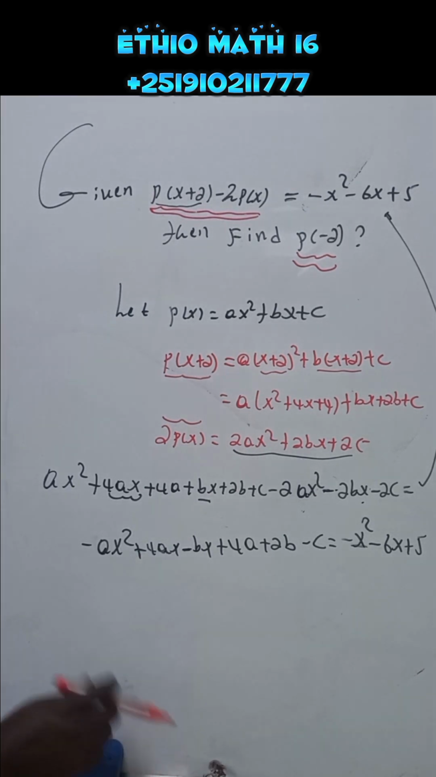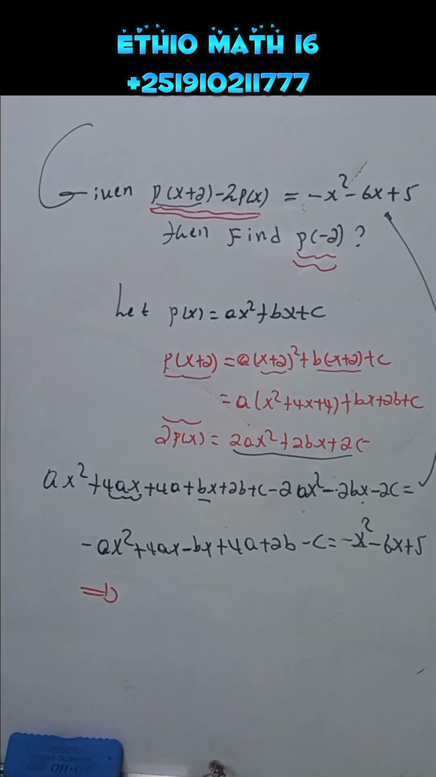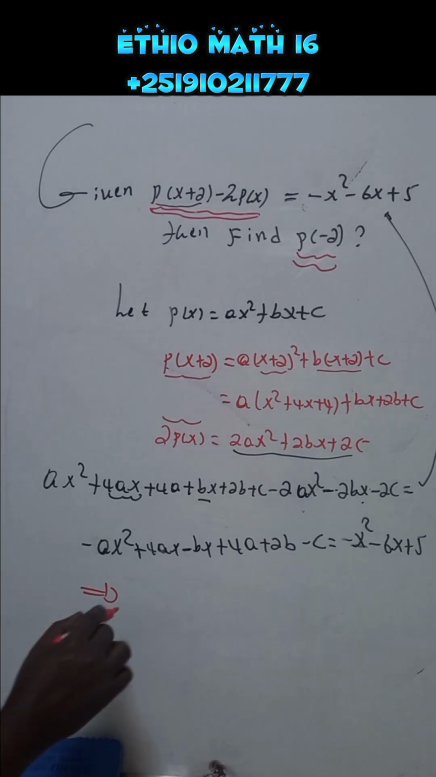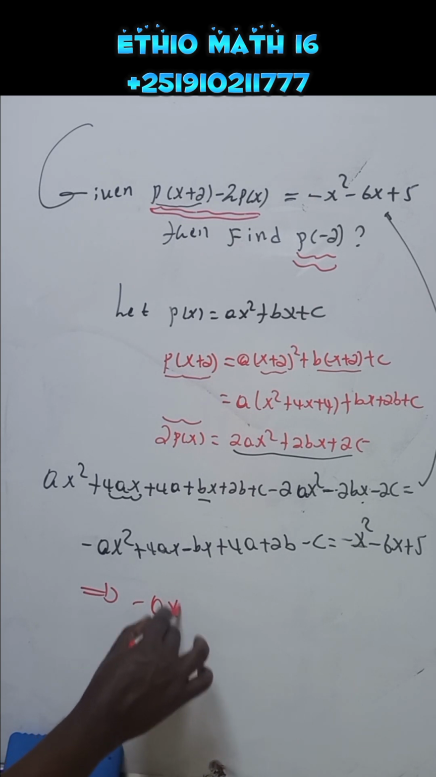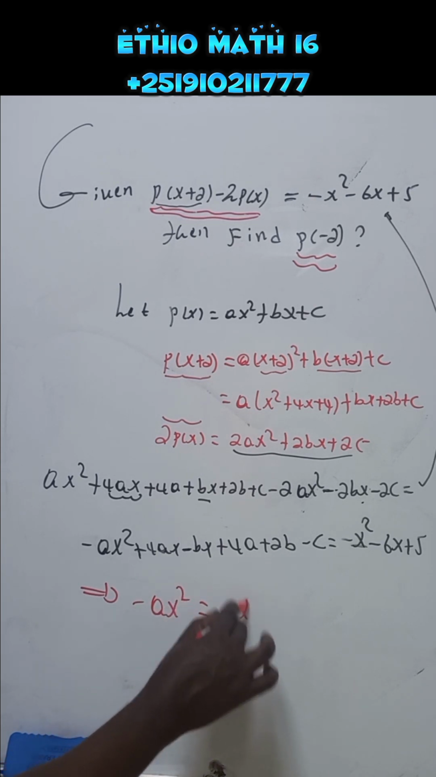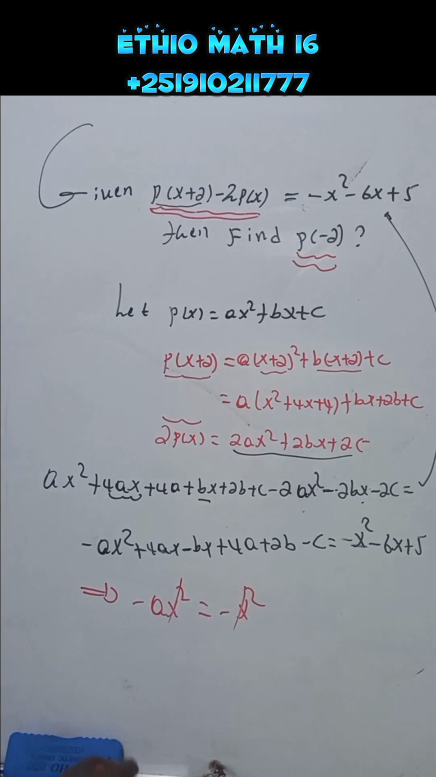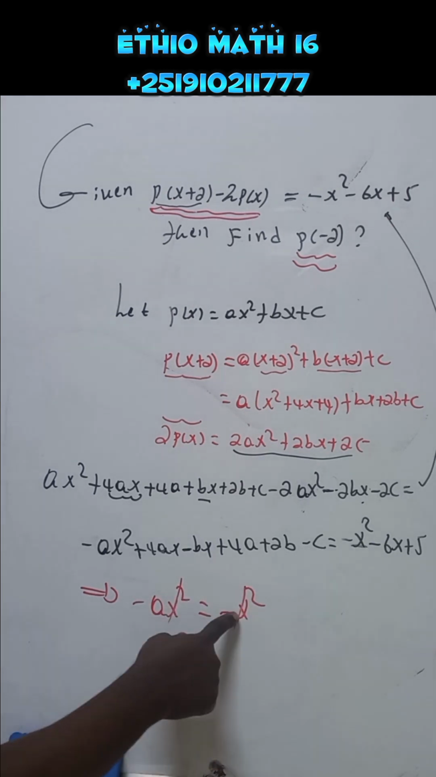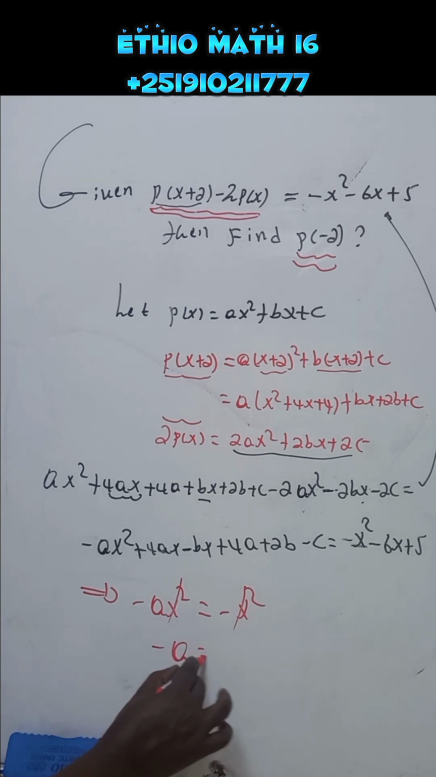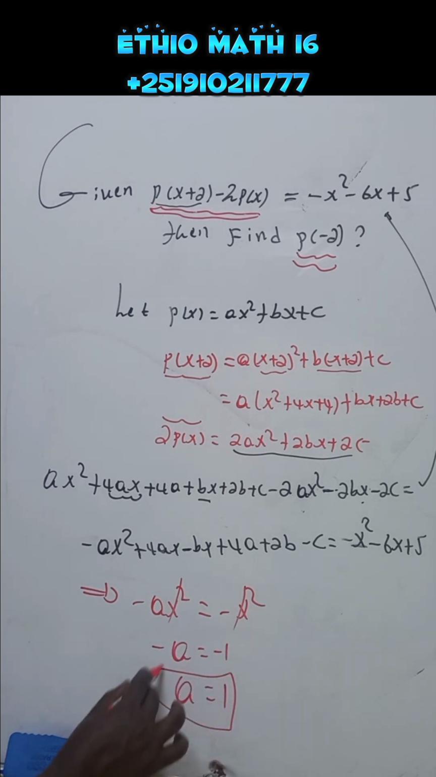Immediately, this implies that the two algebraic expressions on the left and on the right are the same. Corresponding parts of these algebraic expressions should be the same. So minus ax squared should be negative x squared. Now x squared cancels x squared, and minus a is equal to negative 1. This implies a is obviously 1.